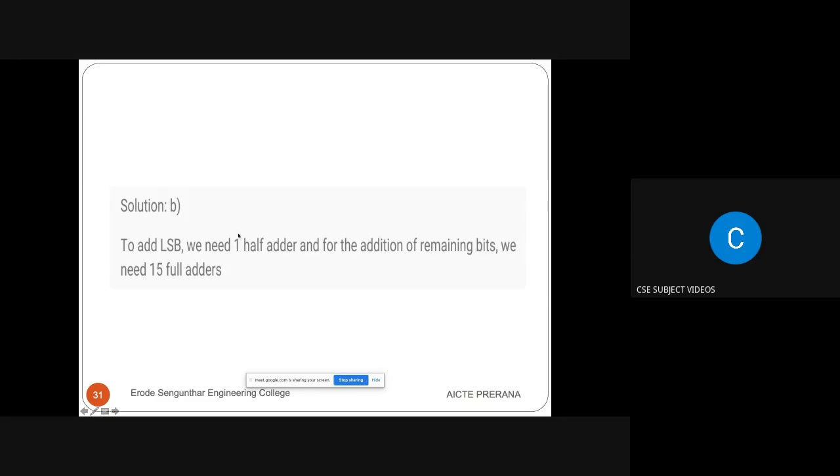When the half adder produces a carry, that has to be included in the previous bit, the previous bit of the LSB. So there we are in need of a full adder. There comes a 3 input combination, so we have to use a full adder circuit there. So the LSB can be added with one half adder, and the remaining 15 bits before that LSB can be implemented with full adders. So we are in need of 15 full adders.